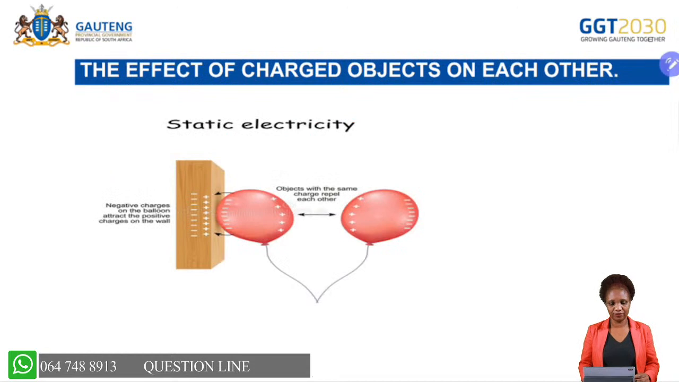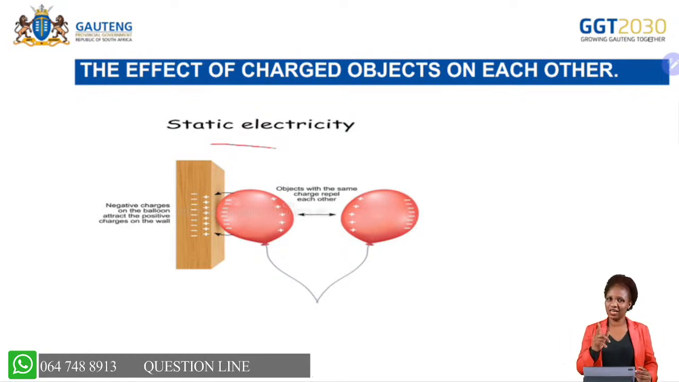Let's move on. The effect of charged objects on each other. Let's look at static electricity. Objects with the same charge repel each other. For example, if you take two balloons, one positively charged and the other also positively charged, these are like charges. If you try to bring them together, they are going to push each other away. They are going to repel each other. Why? Because like charges repel each other. They push each other away.